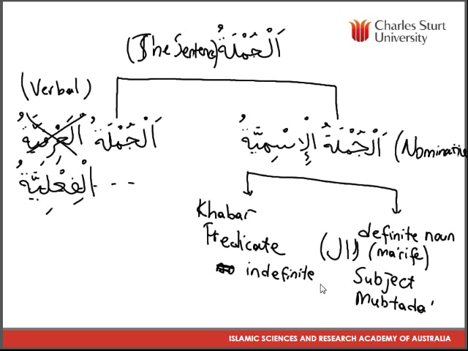So far what we have learned is this. Two types of sentences. A sentence with a noun is nominative, that noun must be definite, and there should be something giving information about that noun, which is called khabar, and it should be indefinite. That's it.